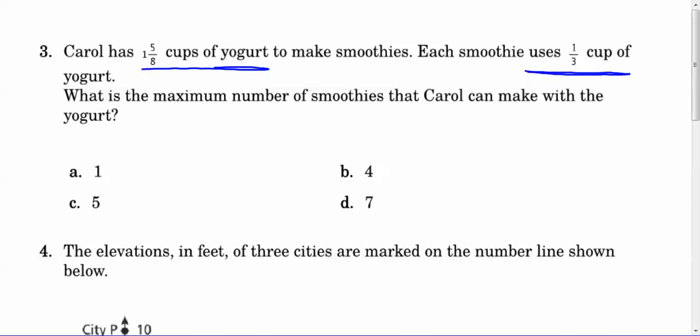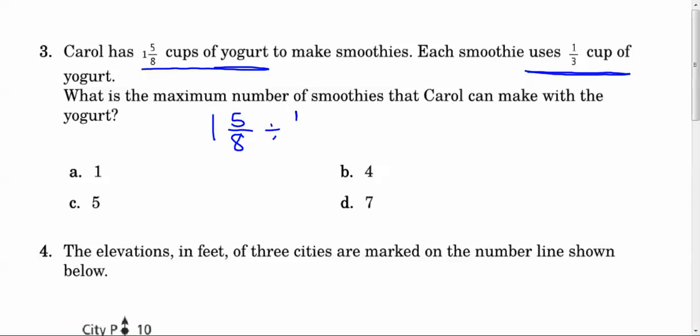This was something that a lot of kids struggled on the module 2 test, dividing fractions. They didn't know which number to put first. So you need to think of what is getting split up, what is getting shared equally, what is being divided into smoothies. Well, that's the yogurt in this case. So we're going to take 1 5/8 and put that as our first number, because that's the dividend, right? And the number we're dividing it by is 1/3.